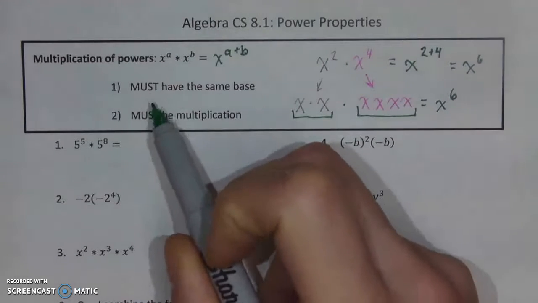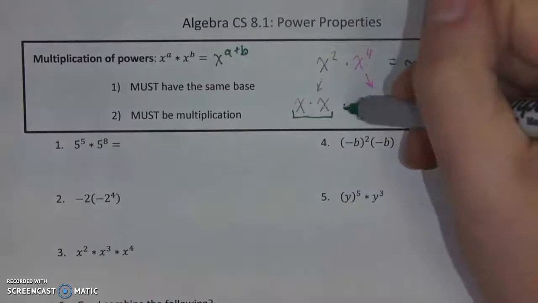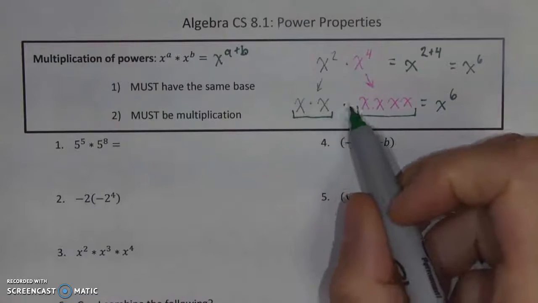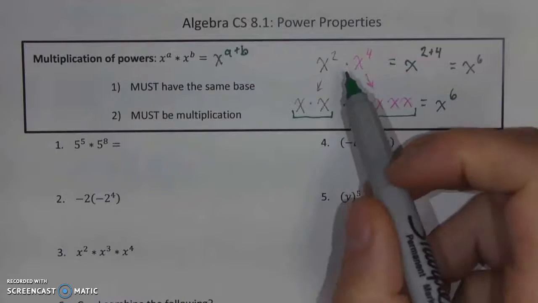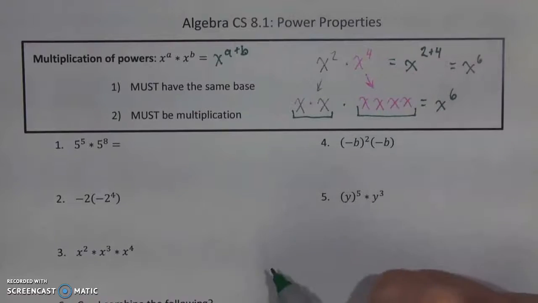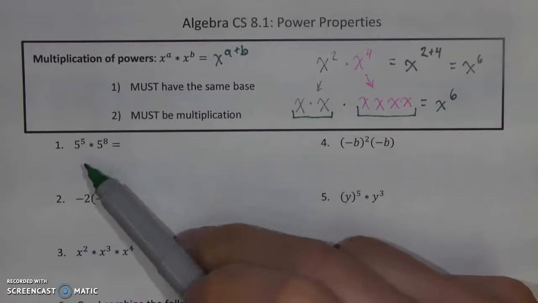Now watch out, this will not work if you have addition, because if there's an addition sign, these are unlike terms and they cannot combine. You can only combine them if they are multiplication. And this won't work if there are different bases, because this will not summarize different bases. So let's try these out.